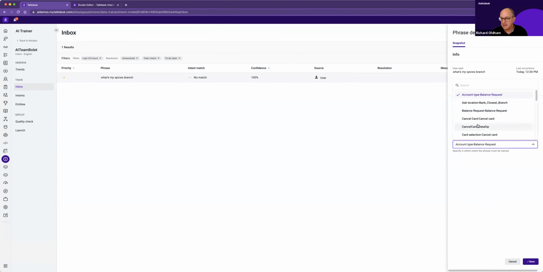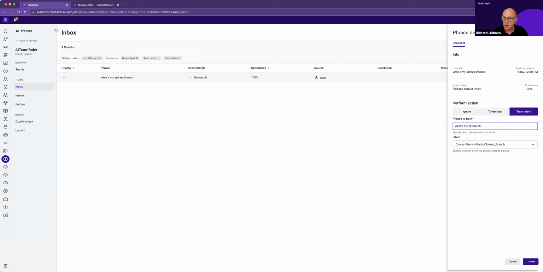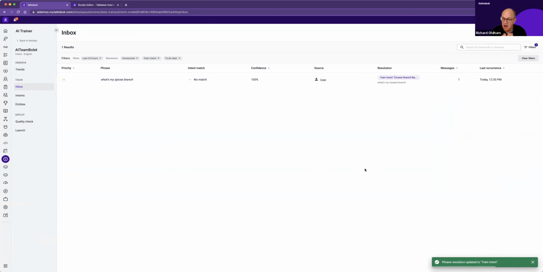I'm going to select the particular response that I want, closest branch. And we have the ability to change the phrase to train. So what's my closest branch? So now I'm going to save. And as an agent, that could be part of my role during the day to go into the inbox and propose that these are the resolution, these are the intents that we should retrain the model for.